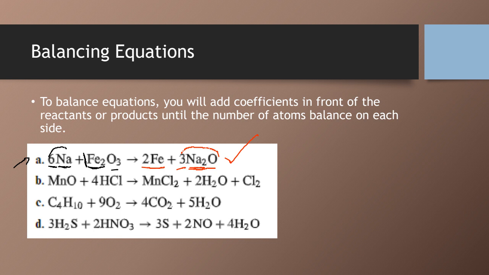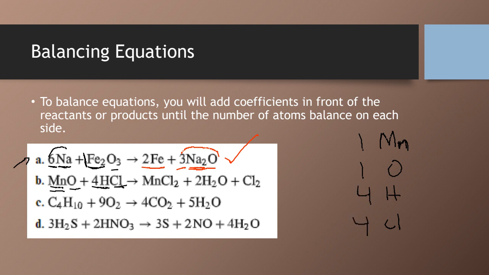In the next equation, in B, we have manganese, oxygen, hydrogen, and chlorine. Mn, oxygen, hydrogen, and chlorine. On the left-hand side, we have 1 manganese, 1 oxygen, and then we have 4 hydrogens and 4 chlorine molecules.